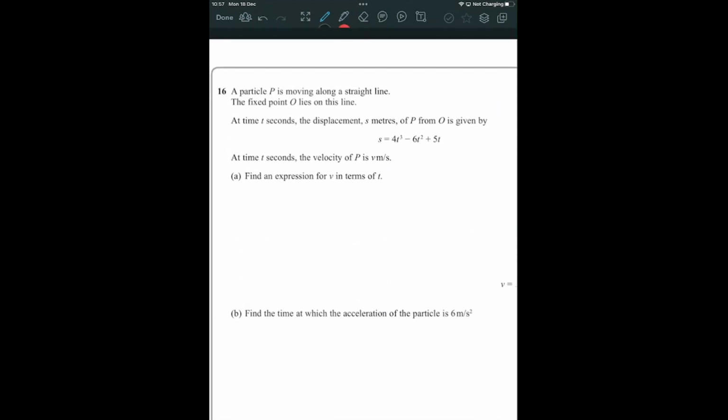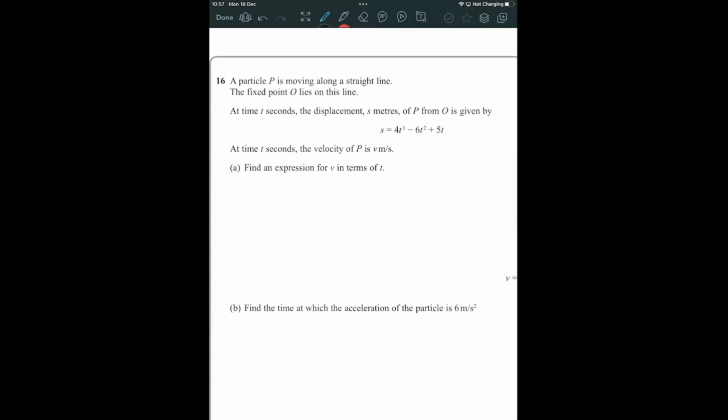Question 16. The particle is moving in a straight line, a fixed point O is on the line, the displacement of P from O is given by, and after t seconds velocity is. Well, here we need to remember that v is the derivative of s with respect to time, so I'm differentiating this expression. Bring down the power 3 times the 4 that's already there, reduce the power by 1, bring down that 2, reduce the power by 1, and you can either remember that there's a little power of 1 there, which leaves behind a t to the power of 0, or just a linear term becomes the coefficient.